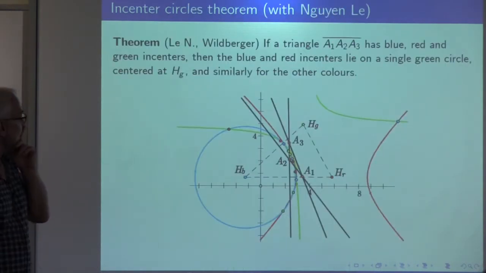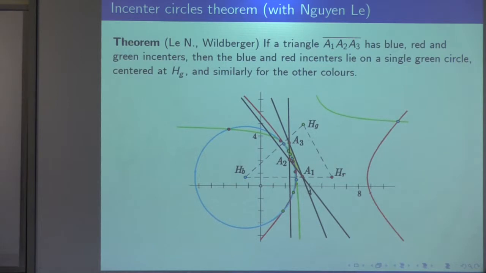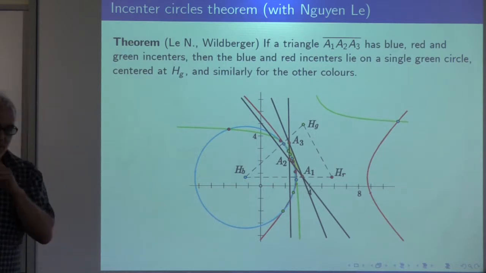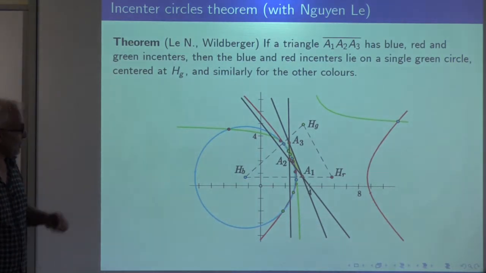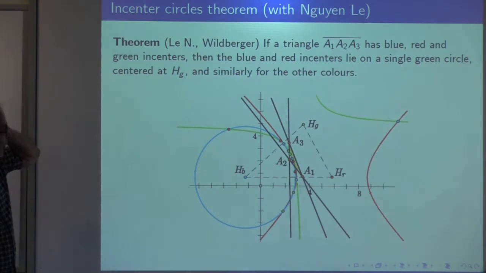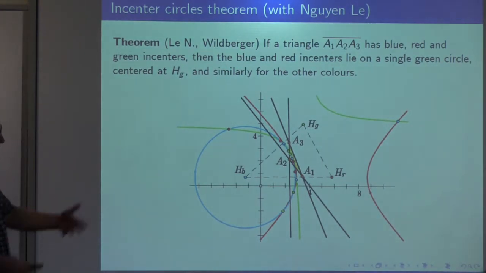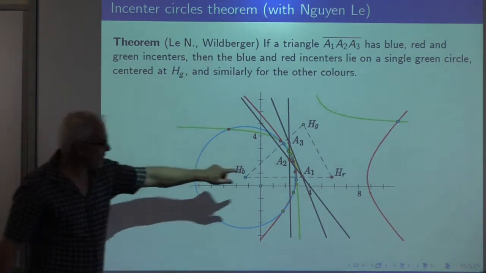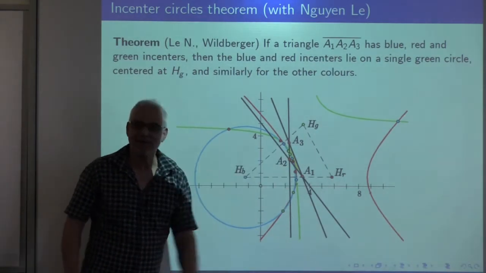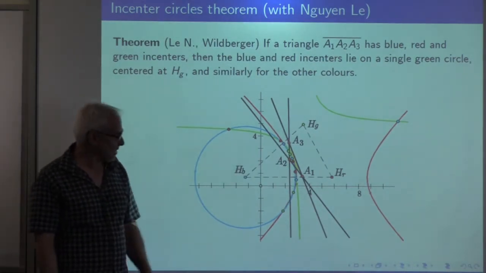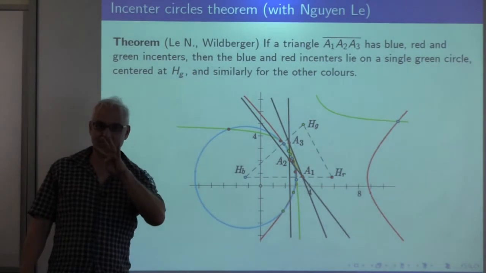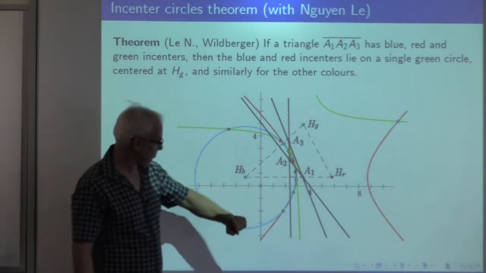Okay, here's a result of Nguyen Lei and myself, my student who's doing the filming here. This is also a chromogeometry result. Here's a triangle, a rather small triangle. And we see its 4 incenters. The 4 incenters are in blue.